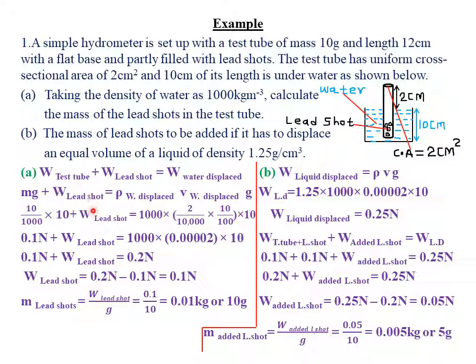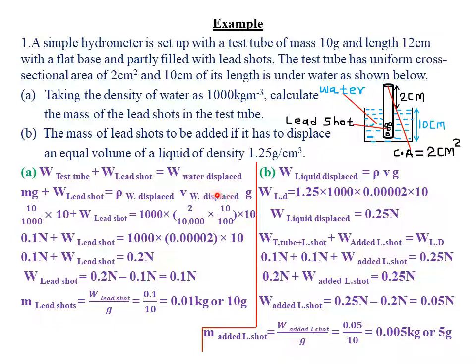So it will just be W lead shot is equal to the weight of the water displaced, which is equal to upthrust, which will be rho Vg. So that is the density of the water displaced. Of course, the density of water we are given as 1,000 kilogram per cubic meter. That is the density of fresh water. Then times the volume of the water displaced.